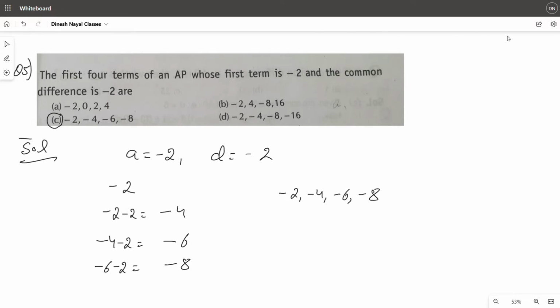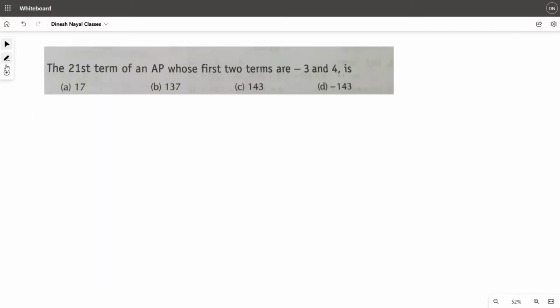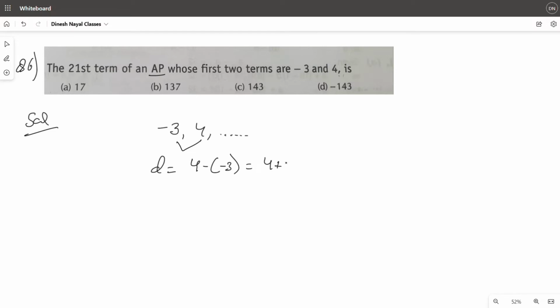Coming on to our next question, question number 6. The 21st term of an AP whose first 2 terms are minus 3 and 4 is? Writing the solution. First 2 terms means, and they have given this as an AP, so minus 3 and 4. So D can be found as 4 minus of minus 3, the difference. So that is 4 plus 3, which is 7. So the common difference is 7 in this AP, and we know the first term is minus 3.